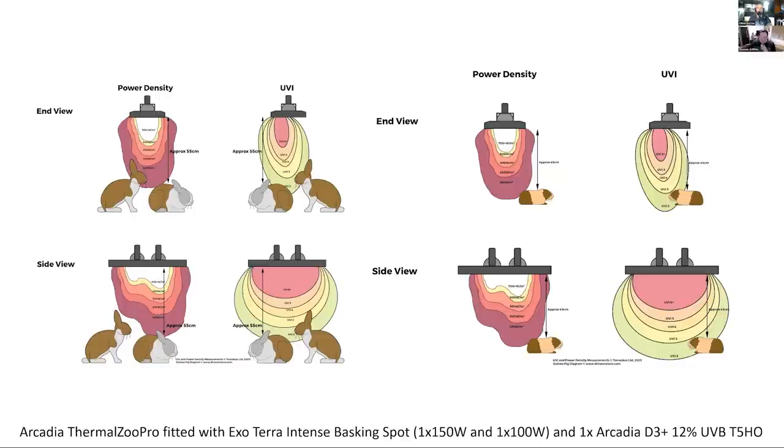And it's not just reptiles. This is something I do, and I've done it with a zoo recently for mammals. So here are some rabbits and some guinea pigs, and they are using a Thermal Zoo Pro from Arcadia. You've seen those? I've adjusted the Thermal Zoo Pro to fit different heat lamps. My favorite ones are these Exo Terra ones, because they have a nice wide spread. And I just know off the top of my head how far away things should be.